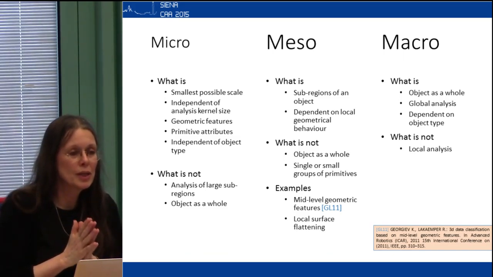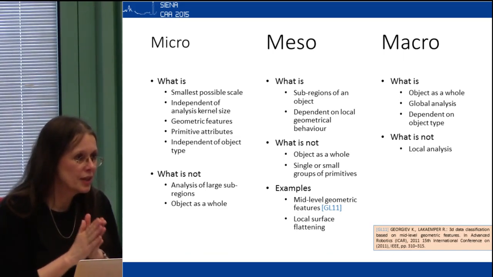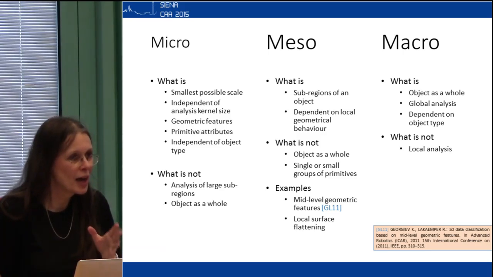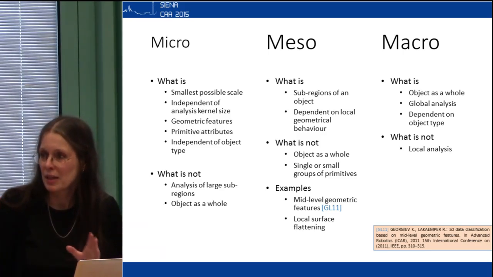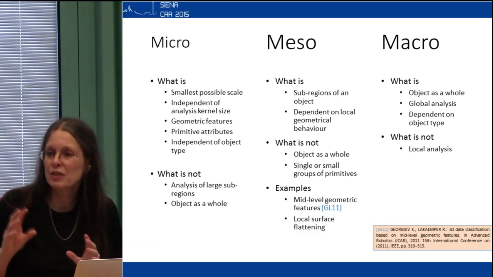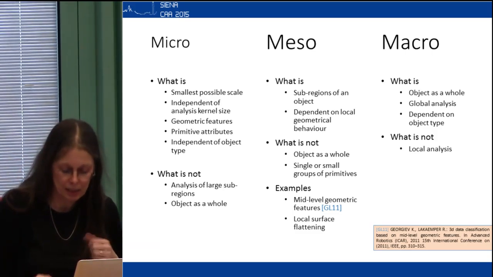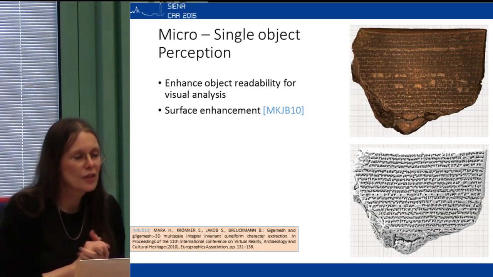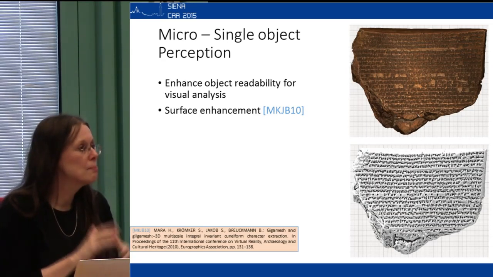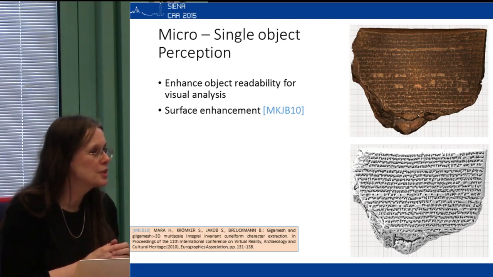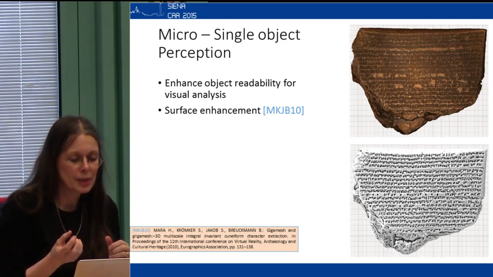So what I'm going to do is I'm not going to give you an exhaustive list of all the examples we found, because that would be really exhausting, but I'll give you some samples so you get a feeling for what the various areas in the taxonomy mean. So the first, starting with the micro scale and a single object and addressing perception.